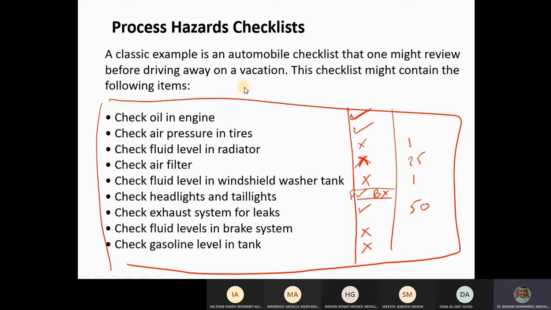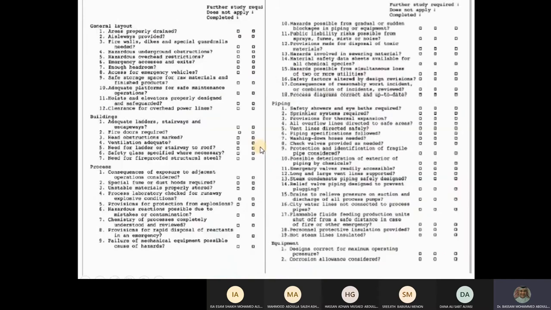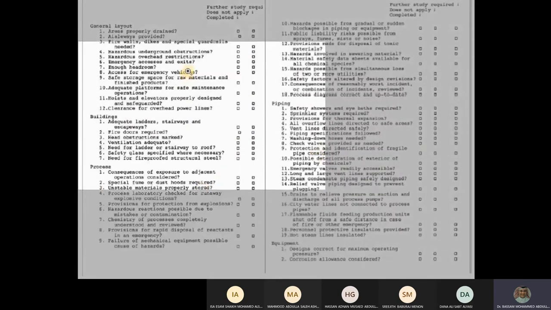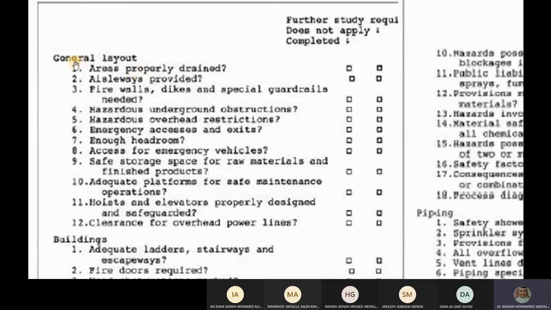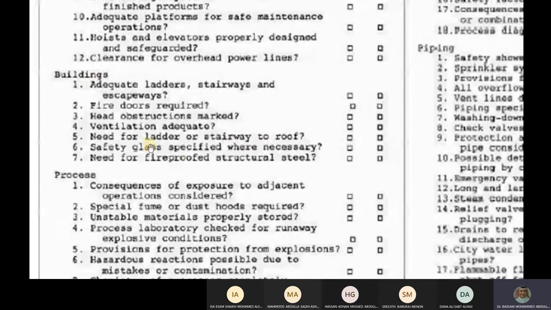Now imagine making a checklist just for a car. We are going to have a checklist for what? For our industry. Oh my God, you see that? And of course, I'm not going to go through all that, but just to get an idea, this is just a general layout. For example, a checklist for my layout. Areas are properly drained, firewalls, is there any obstruction to any underground hazardous over restriction, enough headroom, access for emergency vehicle. Well, let's go see something else.